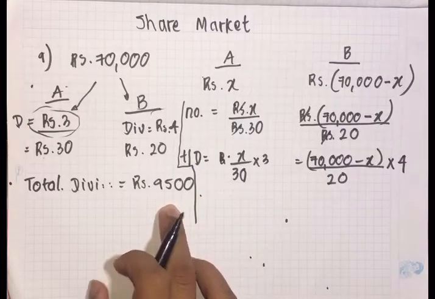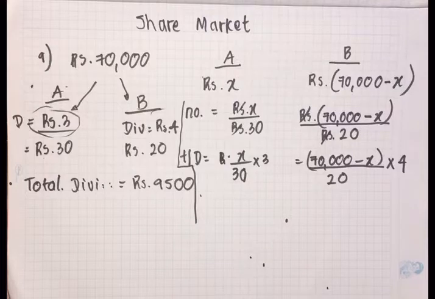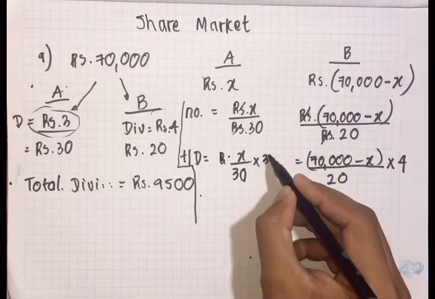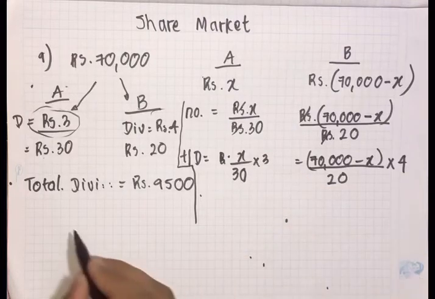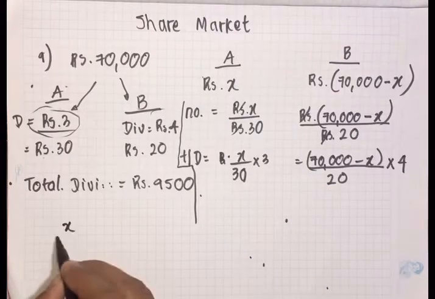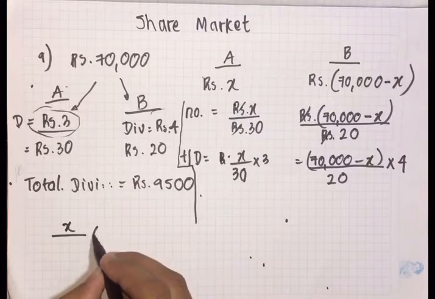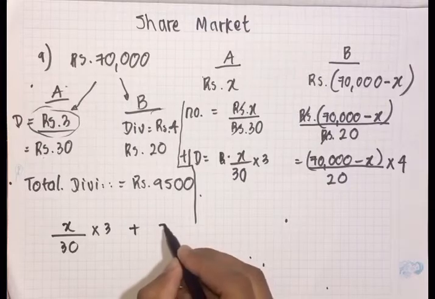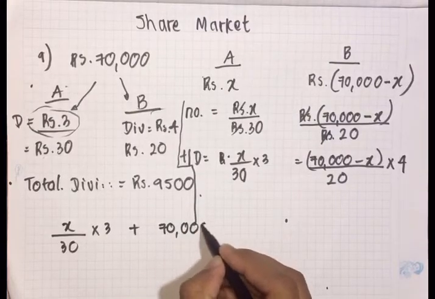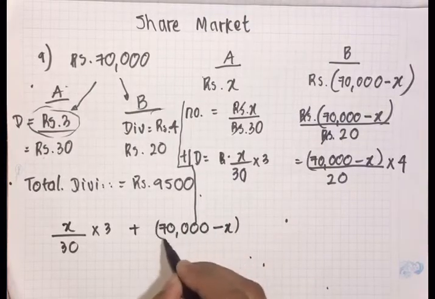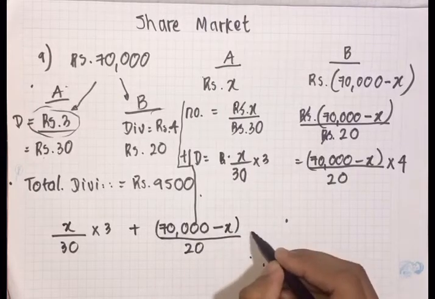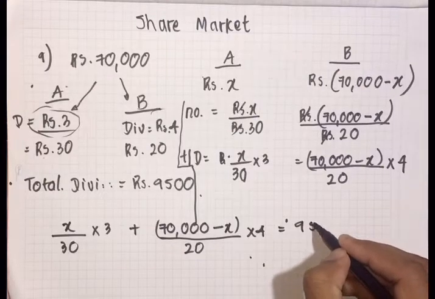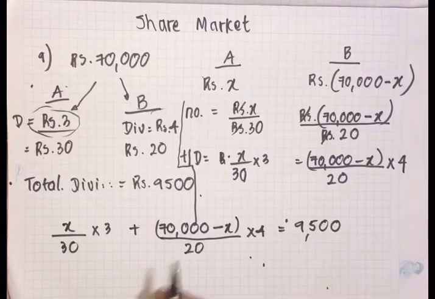9,500, and thereby you can find x. Okay, let me solve that. Then if I solve this, you have 3 in the numerator and 30 in the denominator. Therefore you have x over, okay, let me write it as a sentence. This is 30. I'll write the whole sentence. So you have here (70,000 minus x) divided by 20 and then multiplied by 4, that is equal to 9,500, right? Yes. Now you have to just solve.